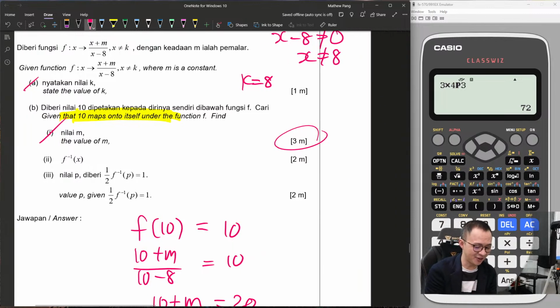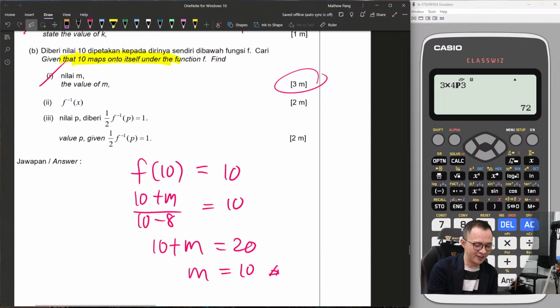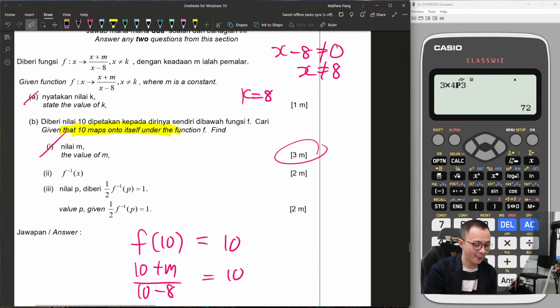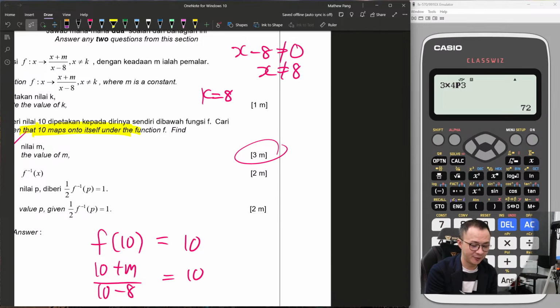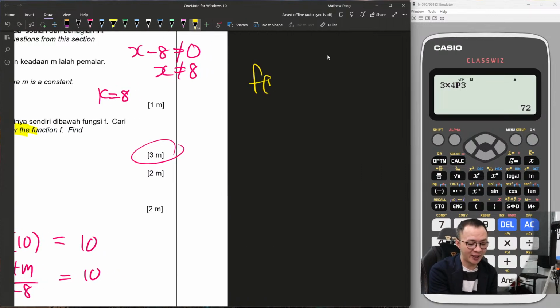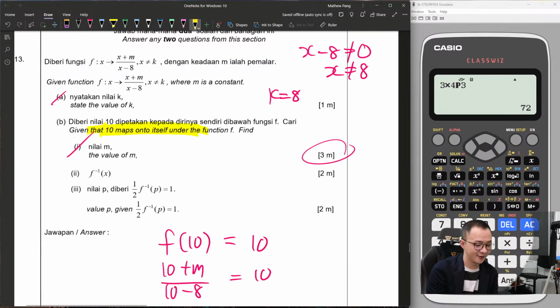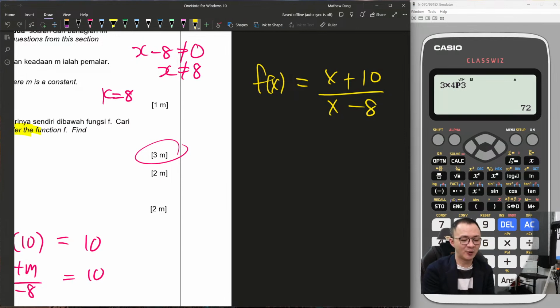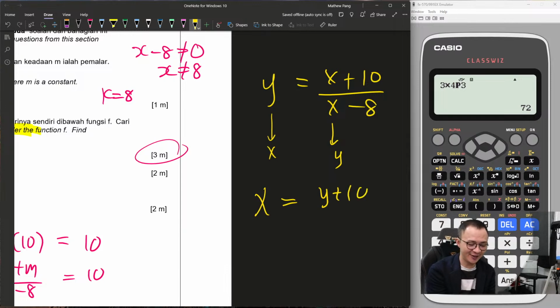Okay, so inverse function. After I got m equals 10, I'm going to insert it back into my equation. So my f(x) is x plus 10 over x minus 8, isn't it? Yep, x plus 10, sorry. So I want to do the inverse function. I make this one into y, and then x and y, I swap them. So y becomes x, x becomes y. Okay, get it? So x equals y plus 10 over y minus 8. Then I want to make y the subject.